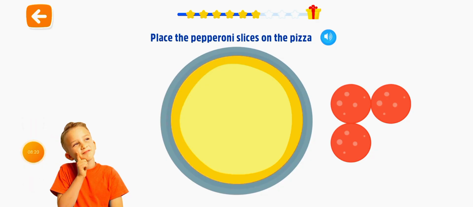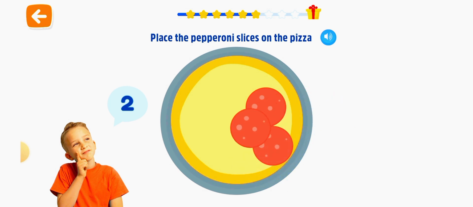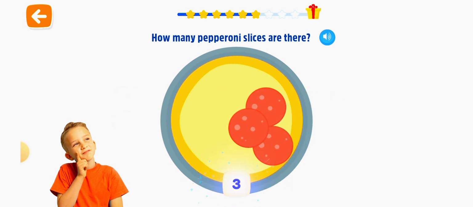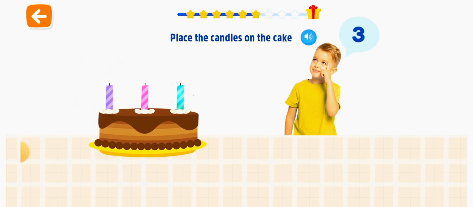Place the pepperoni slices on the pizza. 1, 2, 3. How many? Oh yeah! Place the candles on the cake. 2, 3. How many? Cool!